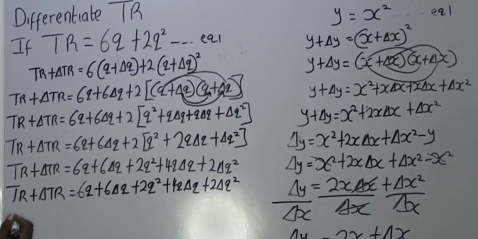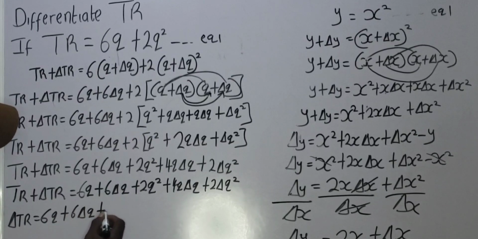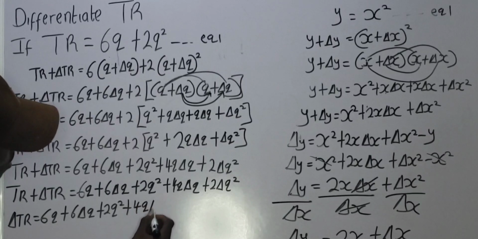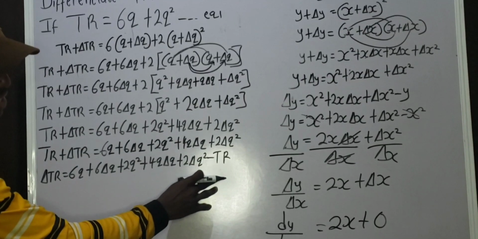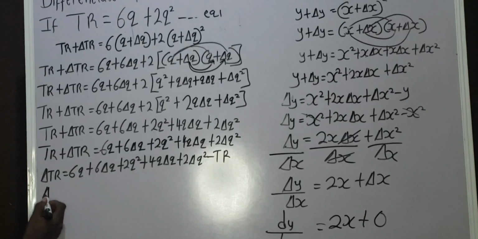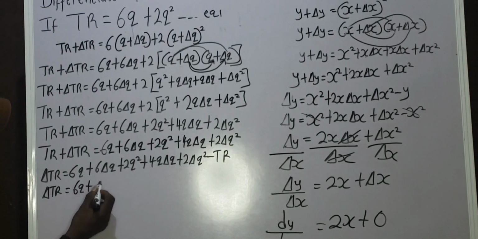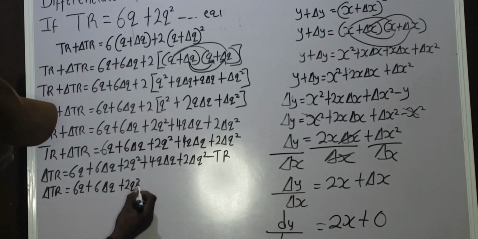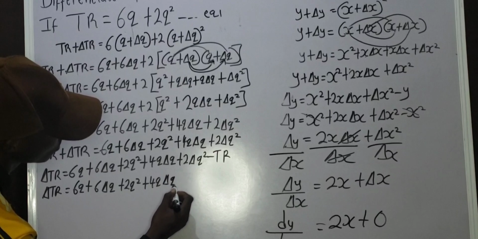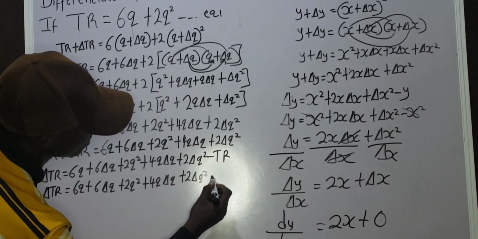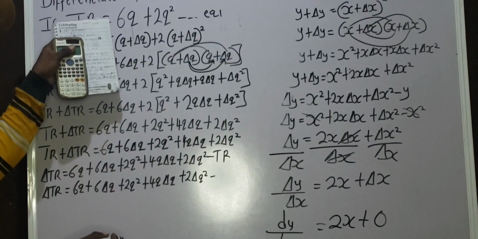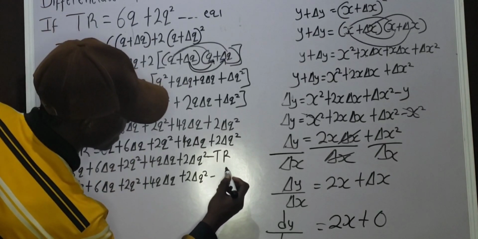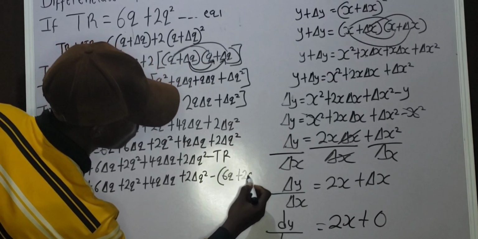So let us proceed. For this, I'm going to have delta tr is equal to 6q plus 6 delta q plus 2q squared plus 4q delta q plus 2 delta q squared minus tr. Okay. Do you understand how I got here? Okay, let's proceed. Delta tr is equal to 6q plus 6 delta q plus 2q squared plus 4q delta q plus 2 delta q squared minus, okay, don't forget that tr is equal to 6q plus 2q squared. Okay, so I'm going to substitute the value of tr as 6q plus 2q squared. So I'm going to have minus 6q plus 2q squared.